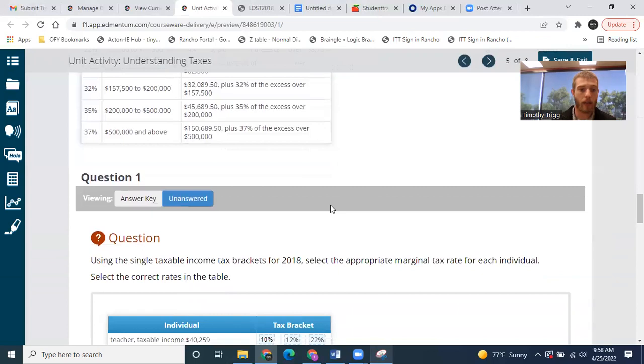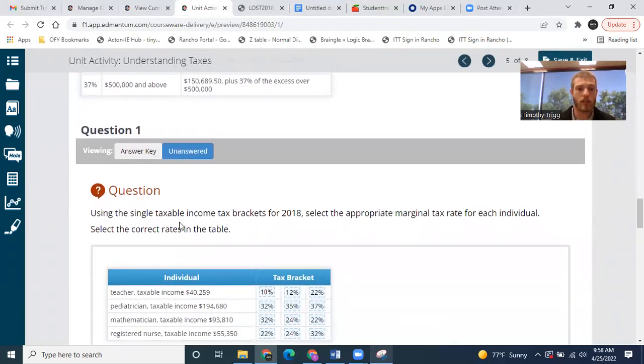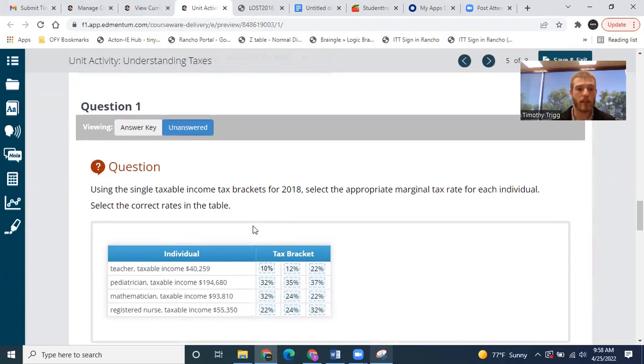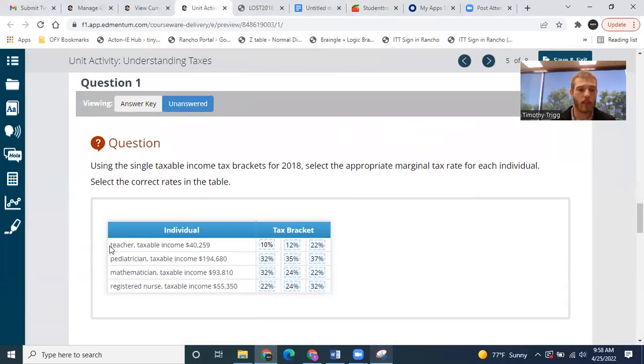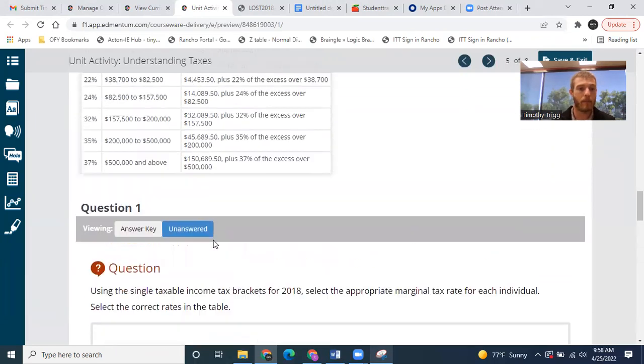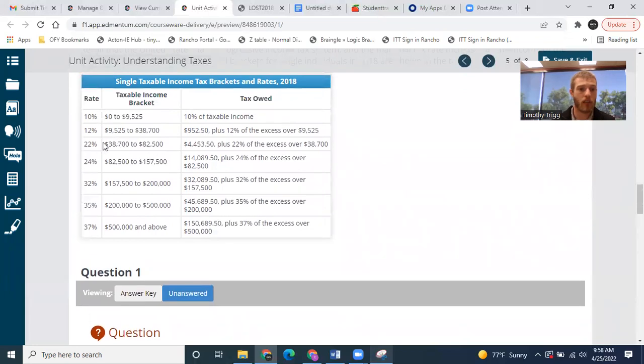So let's go ahead and look at question 1 here. Using the single income tax brackets for 2018, select the appropriate marginal tax rate for each individual. Select the correct rates in the table. So let's look at this first one, a teacher with taxable income of $40,259. That's a pretty sad amount of money for teachers. So which tax bracket are they going to end up in? It looks like they're in this tax bracket here. So 22%.